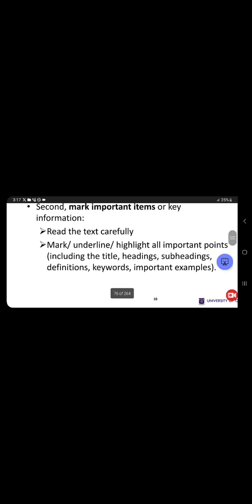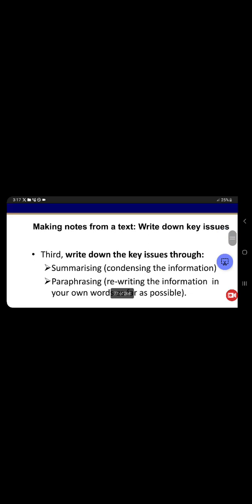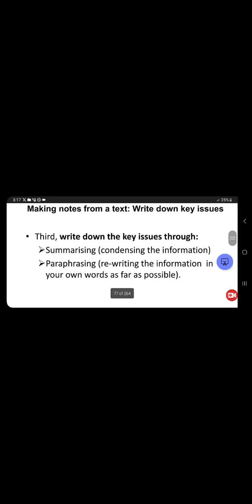So you read the text carefully, mark, underline, or highlight all important points, okay, which include titles, headings, subheadings, definitions, keywords, and what have you. And then the last step is what? Write down the key ideas through summarizing. So after you have been able to gather all this information, you write them down. Okay, you summarize or you paraphrase it.